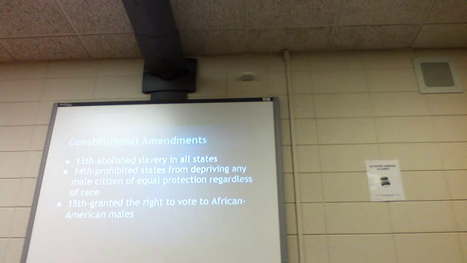Also, as a part of Reconstruction, the 14th Amendment prohibited states from depriving any male citizen of equal protection. So basically, it said that all males were now equal, regardless of race. Not females, but all males.